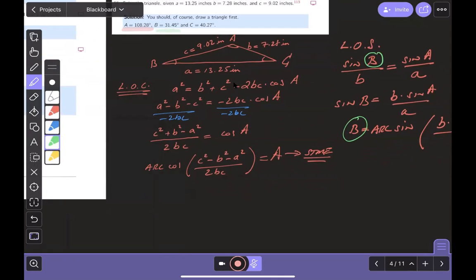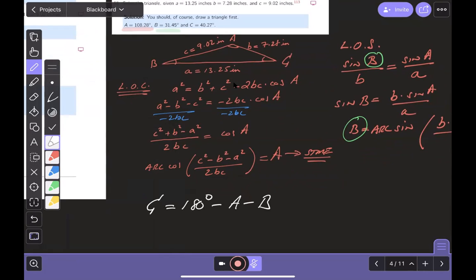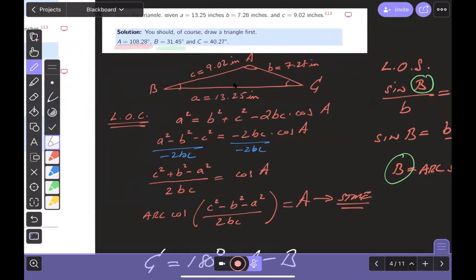Then the question is, how would you get C? Well, that just couldn't be any easier. And why is that? C would equal 180 degrees minus A minus B. And if you did that in your calculator, you get that number. Let me point out what number you're going to get. You're going to get this number over here.